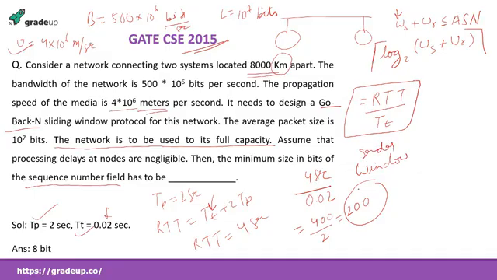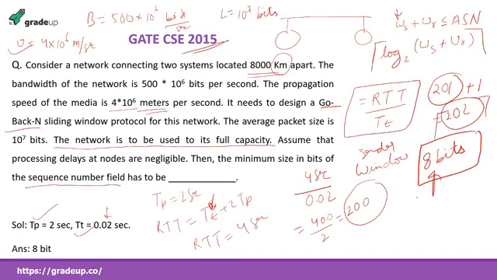So 200 will be the sender window size, but actually we have removed the TT, so that means 201 should be the sender window size. The sender window size 201 plus the receiver window size 1 is 202. How many bits are required to represent 202 numbers? Take log base 2 of it, the ceiling. If you take it, you will get 8 bits as the answer. Because with 8 bits we can represent 256 numbers and we need just 202. So 8 bits is the right answer.